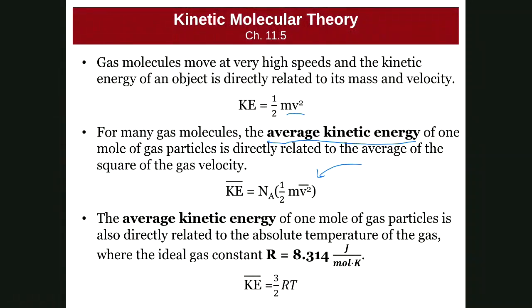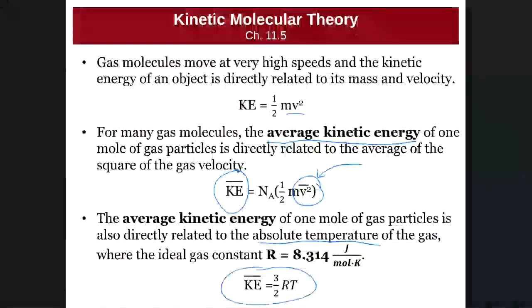So the average kinetic energy, we label that with a line over the top, is directly related to the average of the square of velocity. So we have a line over the V as well. But we just learned that the average kinetic energy is also related to absolute temperature. So we can write that relationship here. Average kinetic energy is equal to 3/2 RT. Oh, sorry, up here, this Avogadro's number has to do with the fact that we're talking about average kinetic energy of 1 mole of gas particles. So that's important. That's why Avogadro's number comes in.